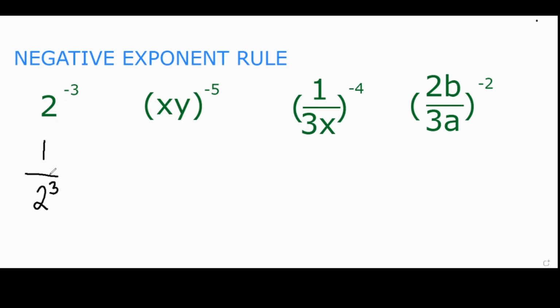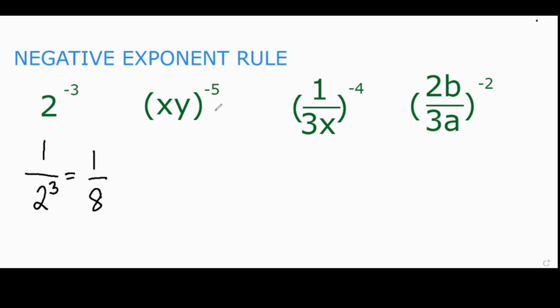So that will become 1 over 2 raised to 3. Then, since 2 raised to 3 could still be simplified, which means 2 times 2 times 2 is equal to 8, our final answer would be 1 over 8.